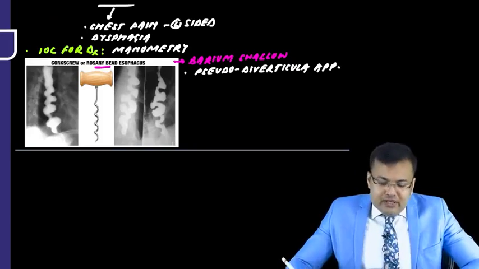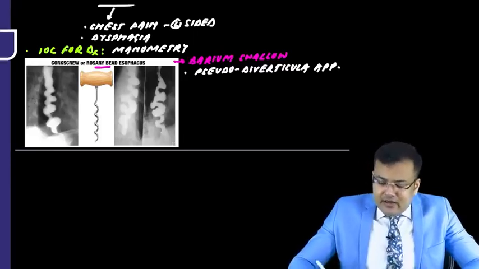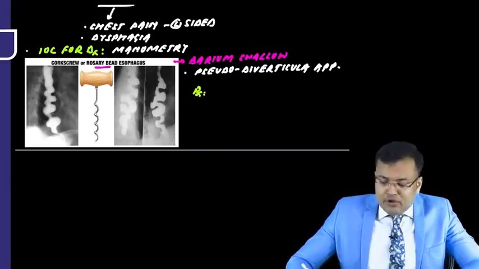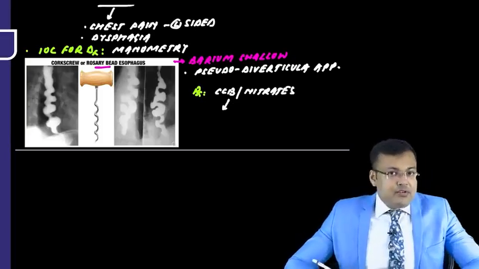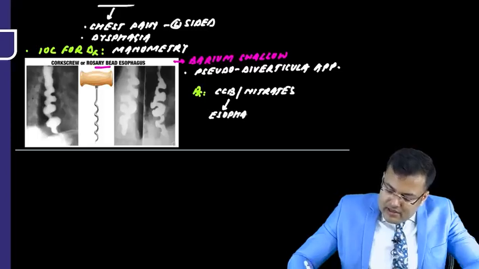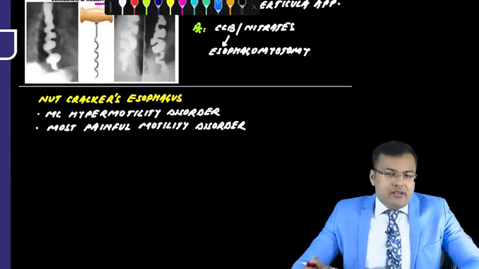Clear? How to treat it? Here we have to give antispasmodics. Mainly we give calcium channel blockers, and sometimes nitrates. In non-responding patients, we have to go for esophagomyotomy. Next is nutcracker esophagus.